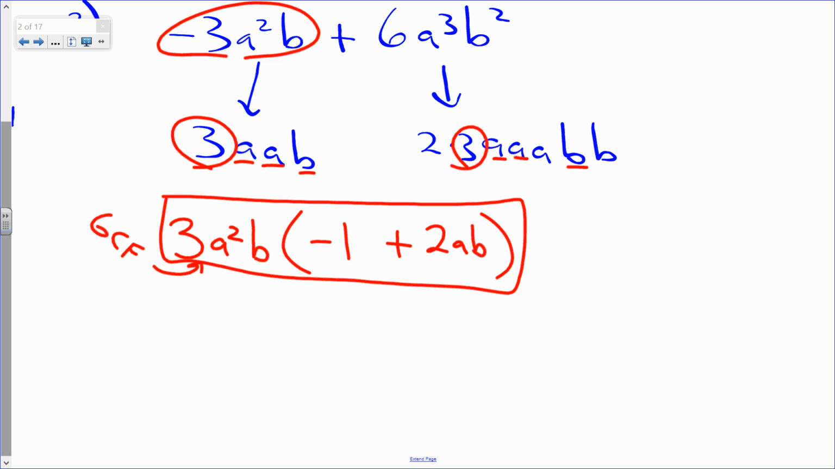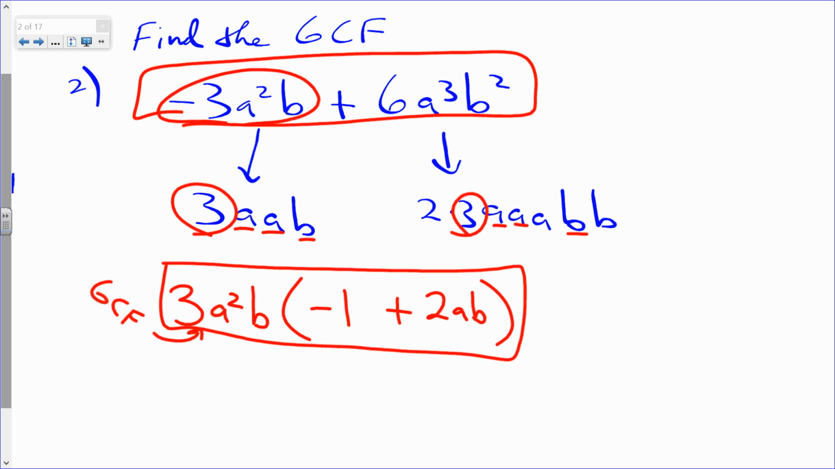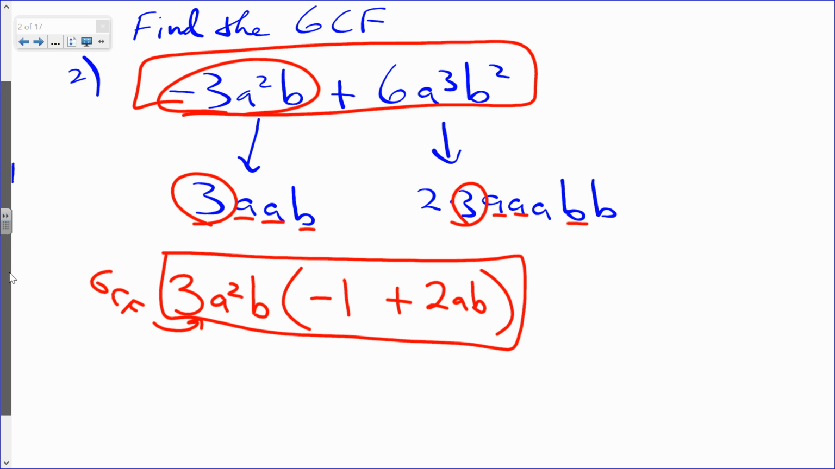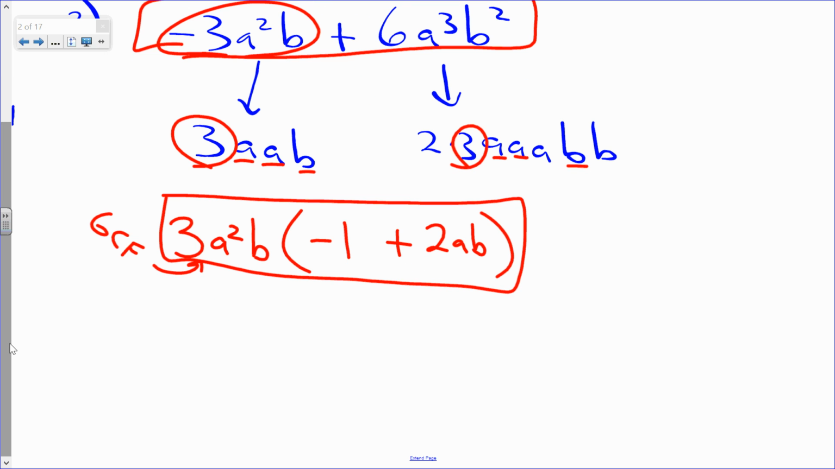Why is this the answer? Well, if I multiply this monomial times this binomial, I'll get what we started off with. Remember factors on Monday, or actually last Friday? Stuff we multiply to get to other stuff. Question on number 2? Let's try a couple more.